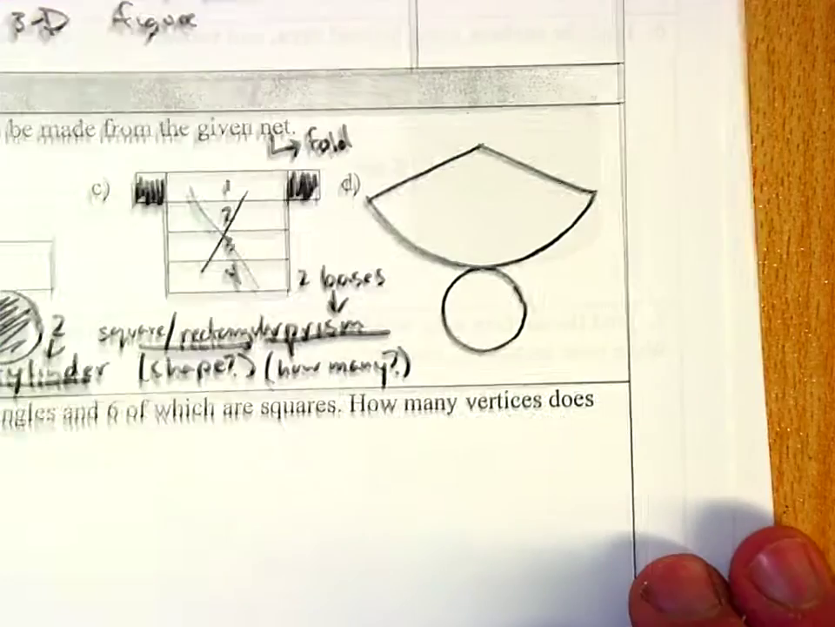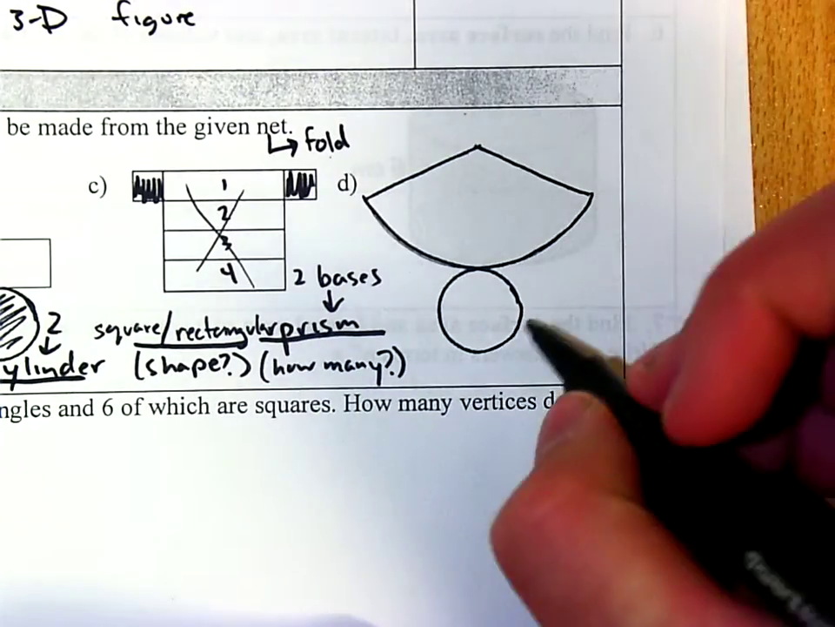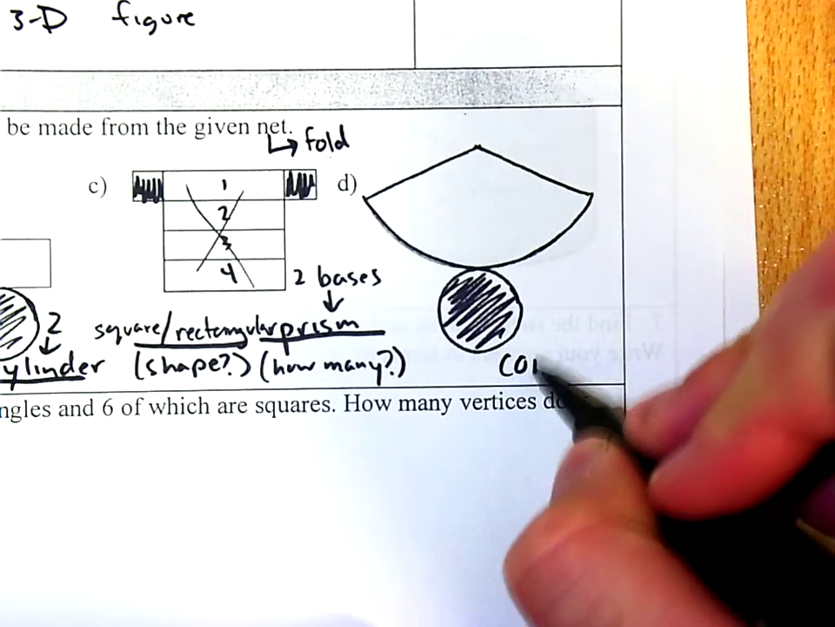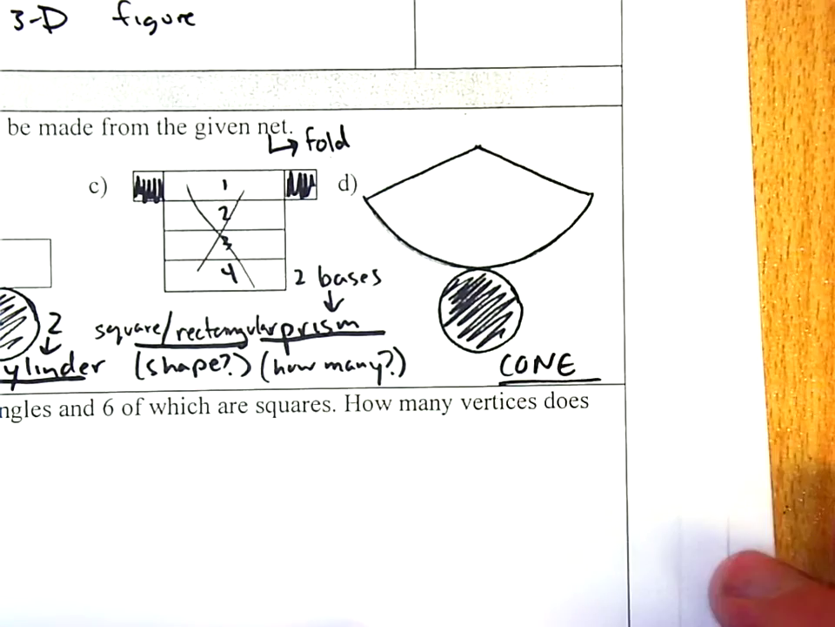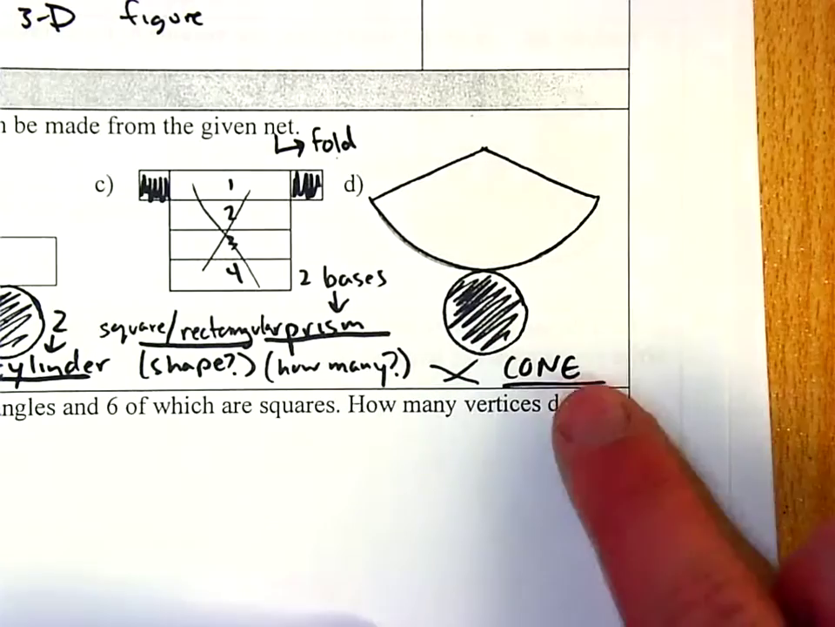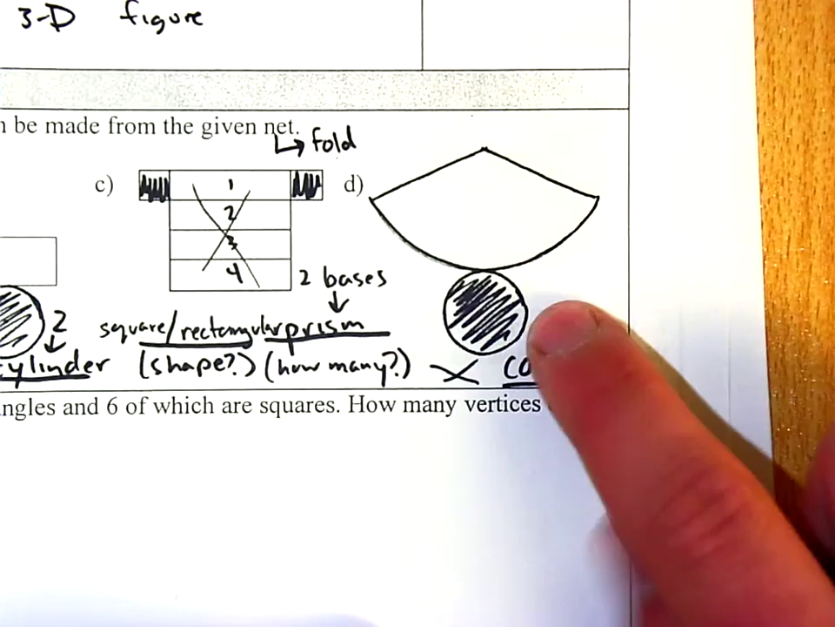And then last but not least, for the cone over here, you can see it has 1 base and it's a circle. So it's a cone. And remember, we don't have to write that circular part because for a cone, it'll always be a circle.